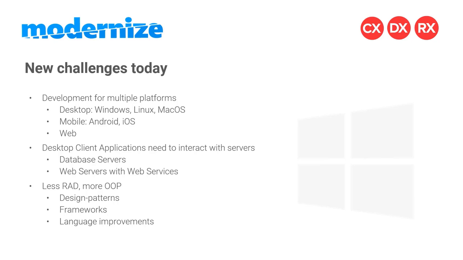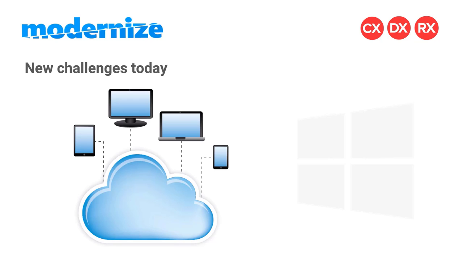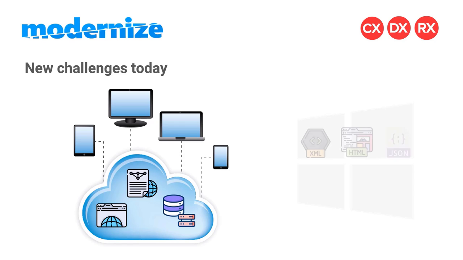Going on with modern challenges, this is a picture you have seen a thousand times. We have our different devices, mobile devices, laptops, desktops, and we need to connect to what is nowadays called the cloud, meaning everything comes from the cloud. You have databases, you have file servers, you have web servers, and your applications need to be able to connect to those. And then there are all these different technologies that came around: XML, HTML, and JSON being the newest one of the bunch.